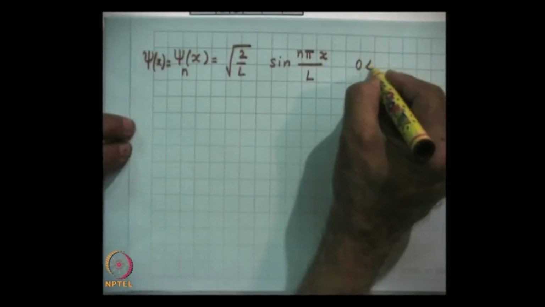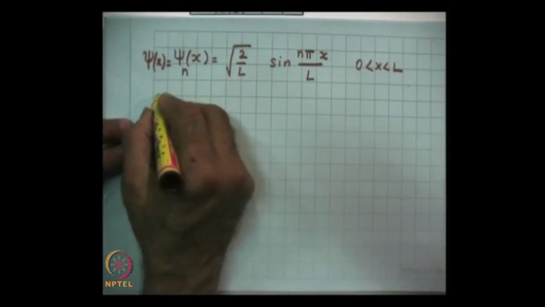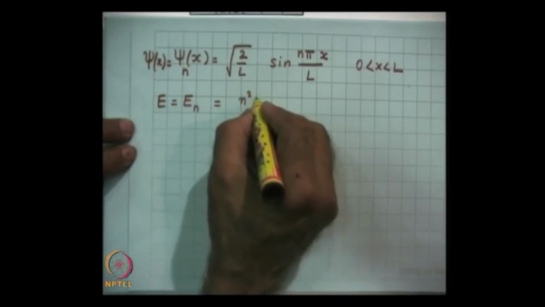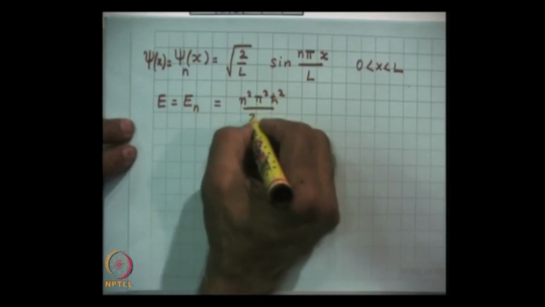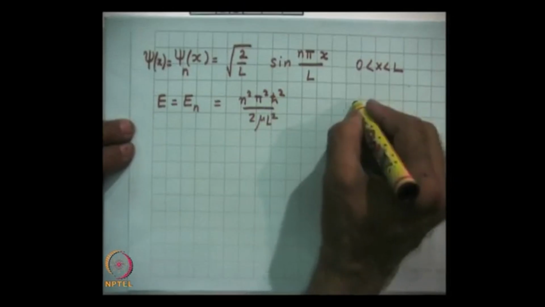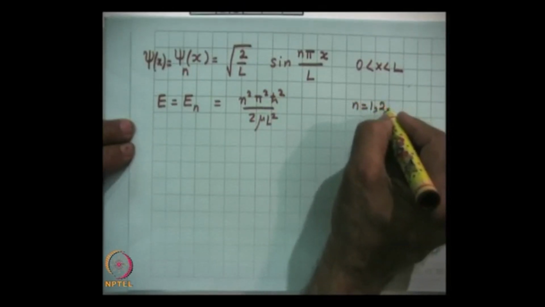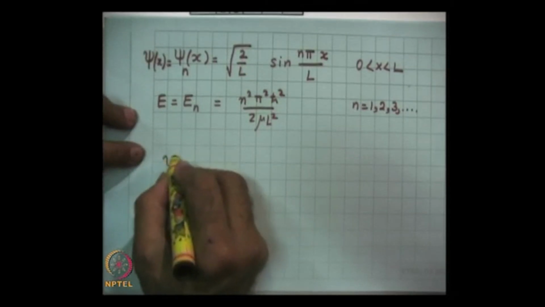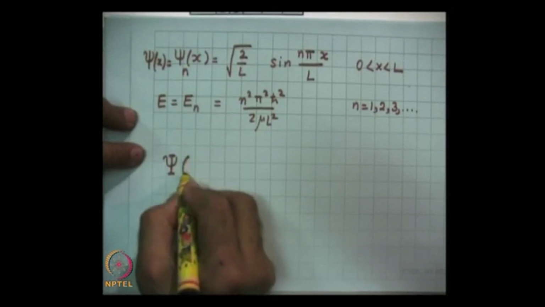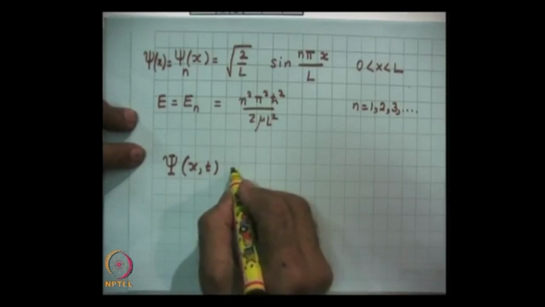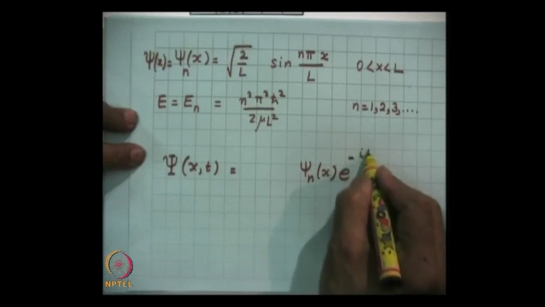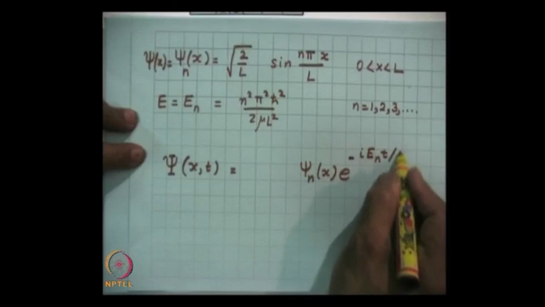for 0 less than x less than L, and the corresponding eigenvalues are E is equal to E n is equal to n square pi square h cross square by 2 mu L square, and in both cases n takes the value 1, 2, 3, etc. You must remember that the total wave function was psi n of x e to the power of minus i E n t by h cross.